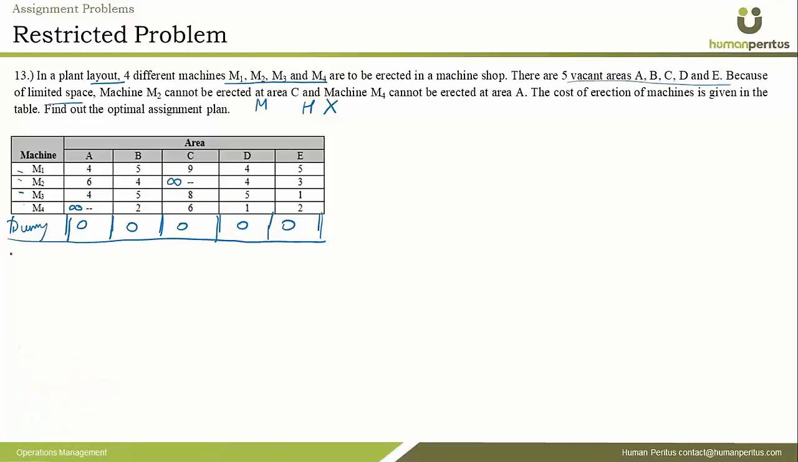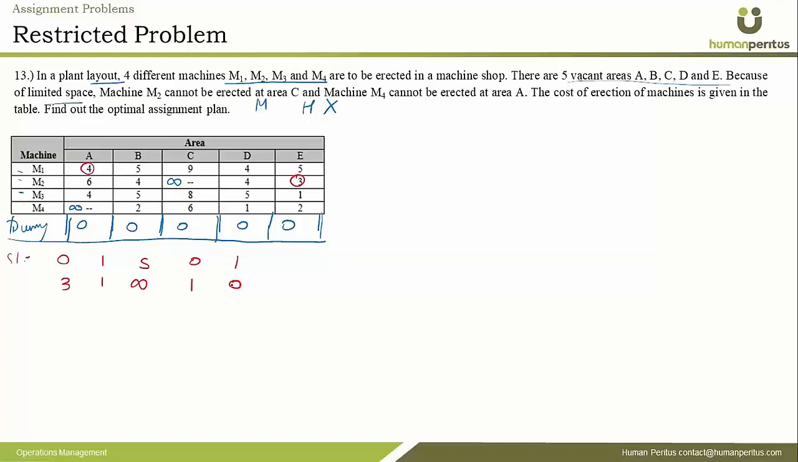Our first step, as always, is row scanning. Let me do the row scanning. The minimum value is 4, so 0, 1, 5, 0, 1. Now the minimum value here is 3, so 3, 1. Infinity minus 3 will be infinity. 4 minus 3 is 1, and 3 minus 3 is 0.